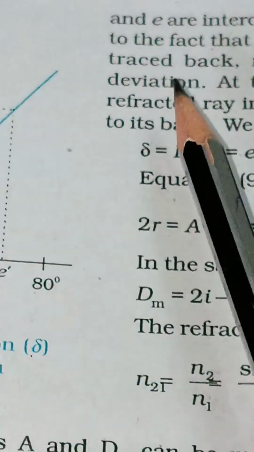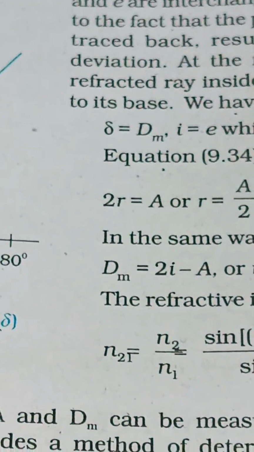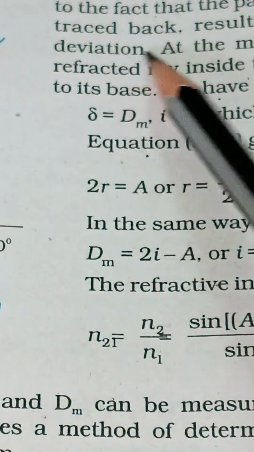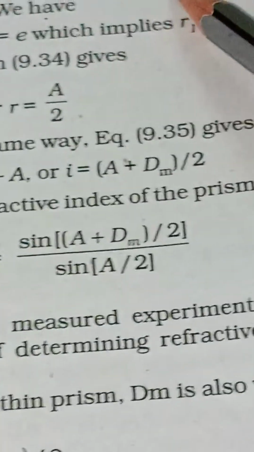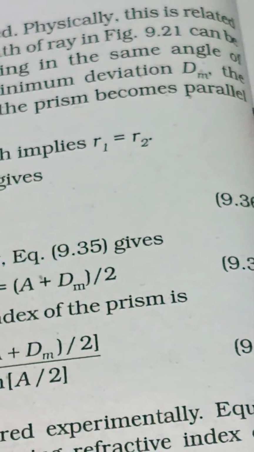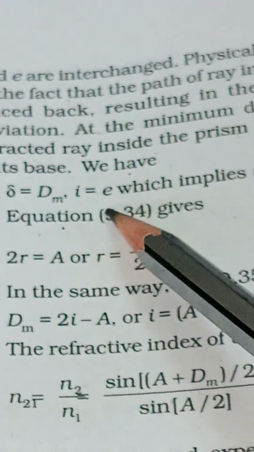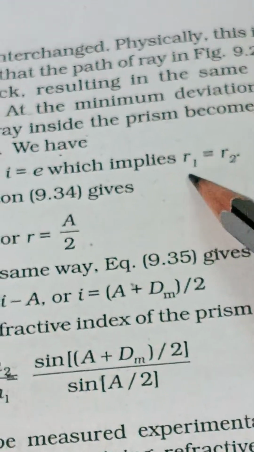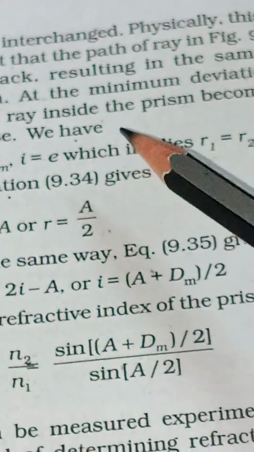Physically, this is related to the fact that the path of the ray in figure 9.1, in the last figure, can be traced back, resulting in the same angle of deviation. At the minimum deviation dm, the refracted ray inside the prism becomes parallel to its base. We have delta equal to dm, i equal to e, which implies r1 is equal to r2.